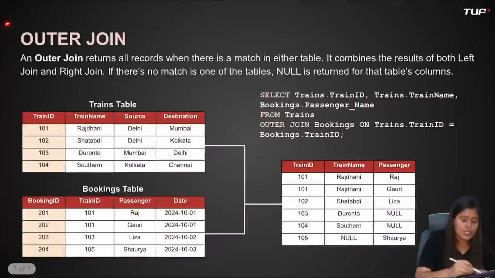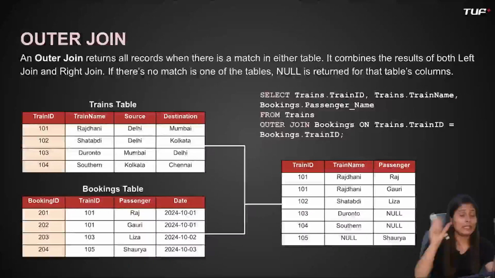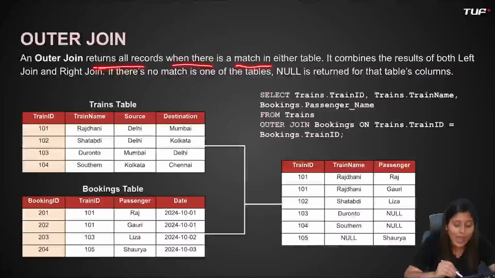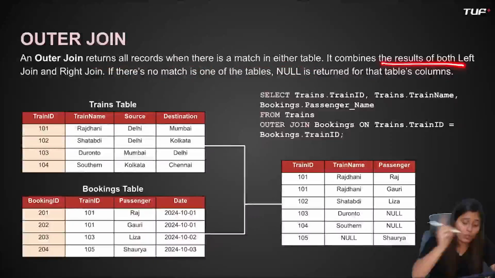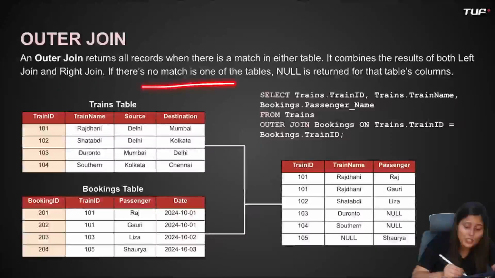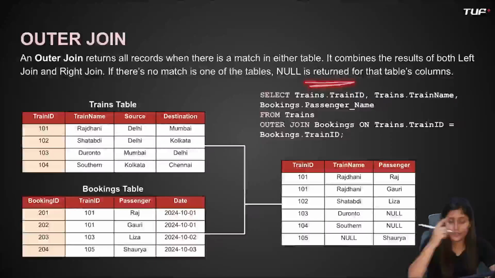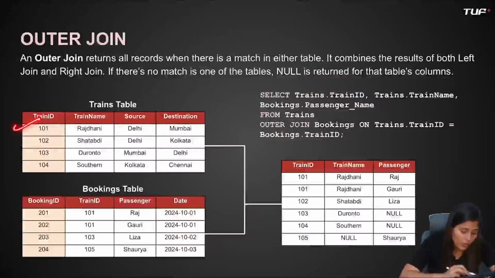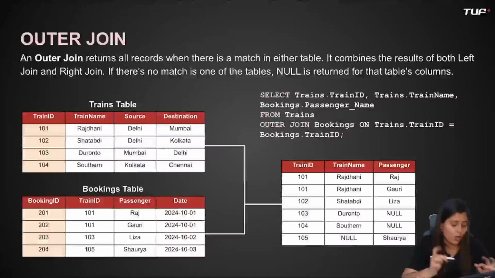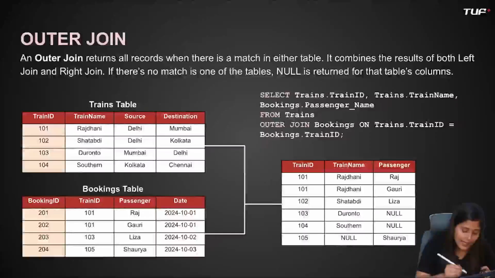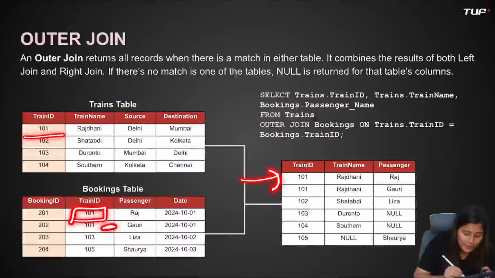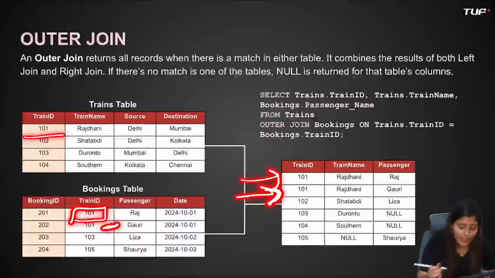Now last, which is outer join. Basically it is the resultant of both left join plus right join. It returns all records when there is a match in either table. It combines the result of both left and right join, and if there is no match in one of the tables, null is returned. Let's see how. So 101, as it is the resultant of both left and right, obviously left values and right values will be there, and a duplicate value will only be considered as one, right? So 101 is there in left and in right, but as it is a resultant of left plus right, we'll be considering it once.